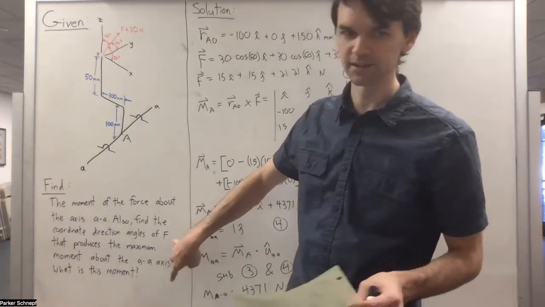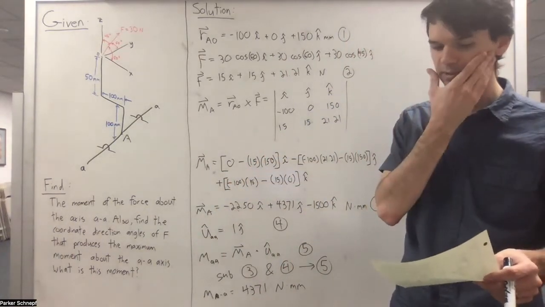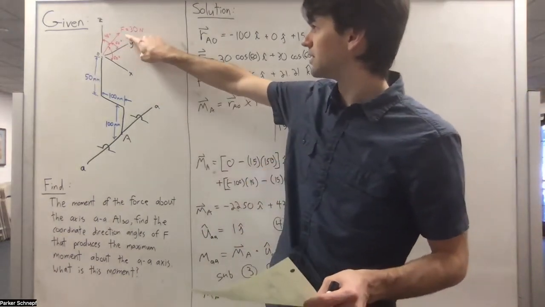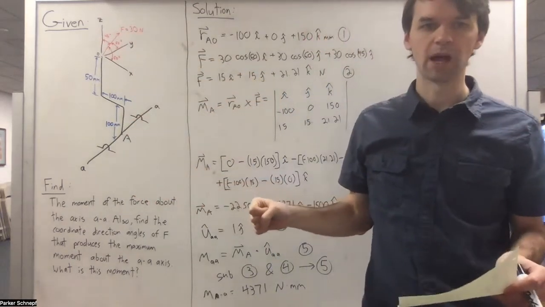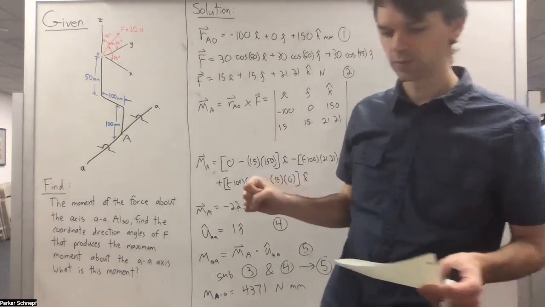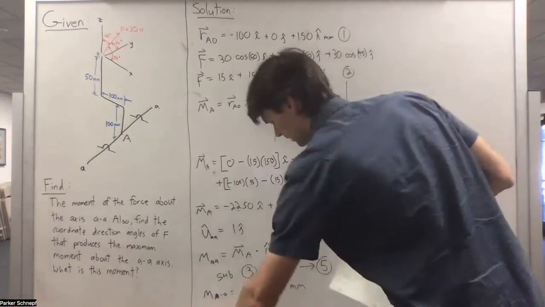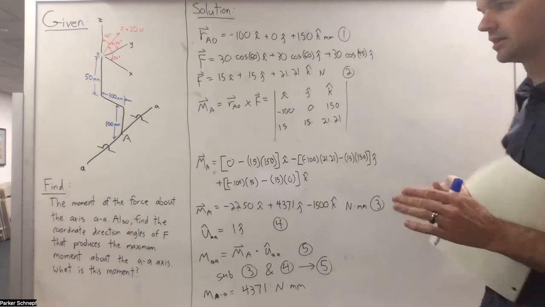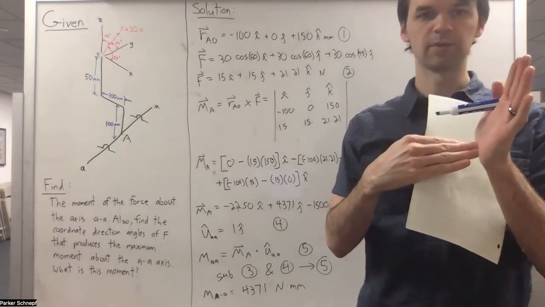Now this next part is a little bit trickier. This is more of a thought exercise. You probably won't see any problems like this in your homework, but it's good to understand what we're doing. We're going to figure out how we would position this vector to cause the biggest possible moment about the AA axis. Basically, we know that a moment is largest when the position vector and the force vector are perpendicular to each other, right?